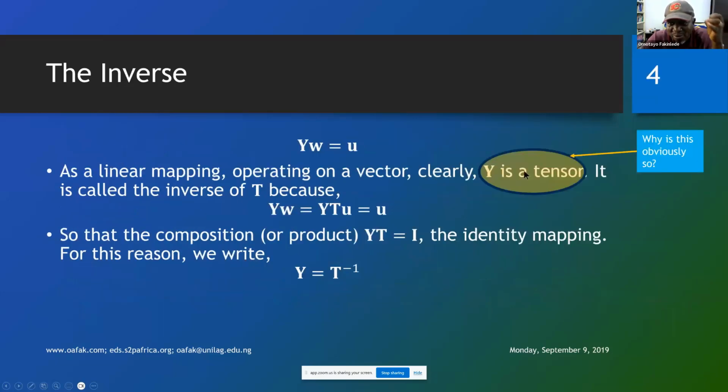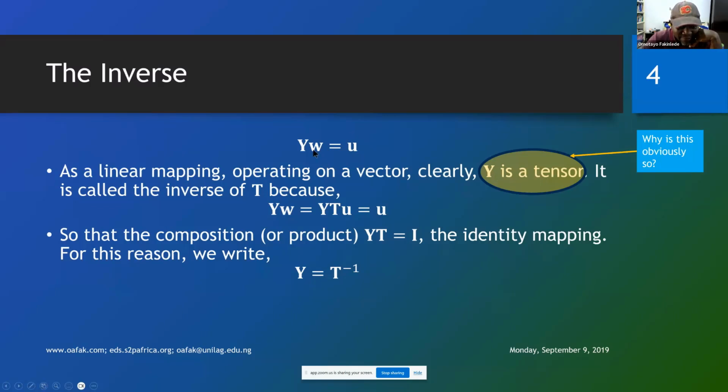Because it's a linear mapping operating on a vector and producing a vector. So that is what makes it obvious. So obviously, clearly, Y is a tensor. If you can find a linear mapping that will do this work, then it is a tensor.